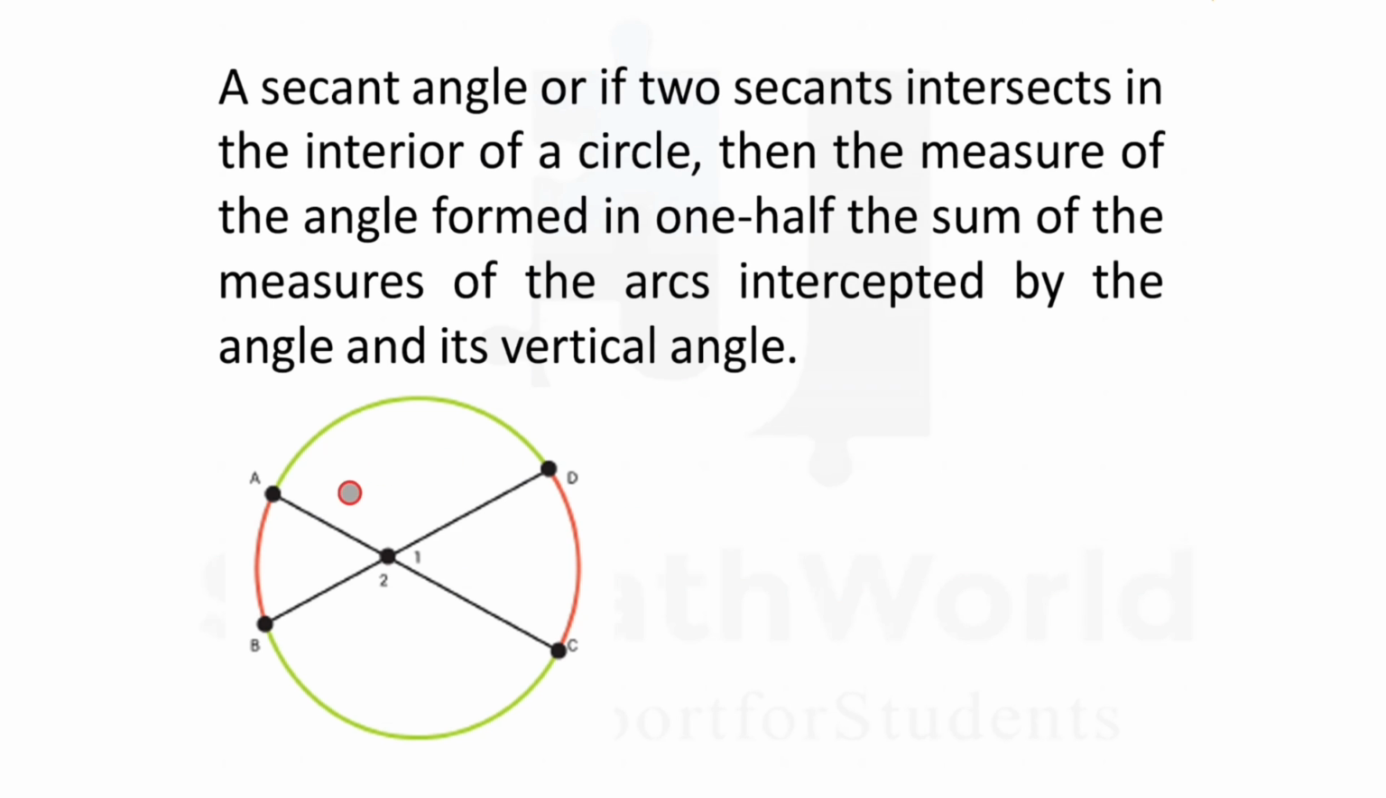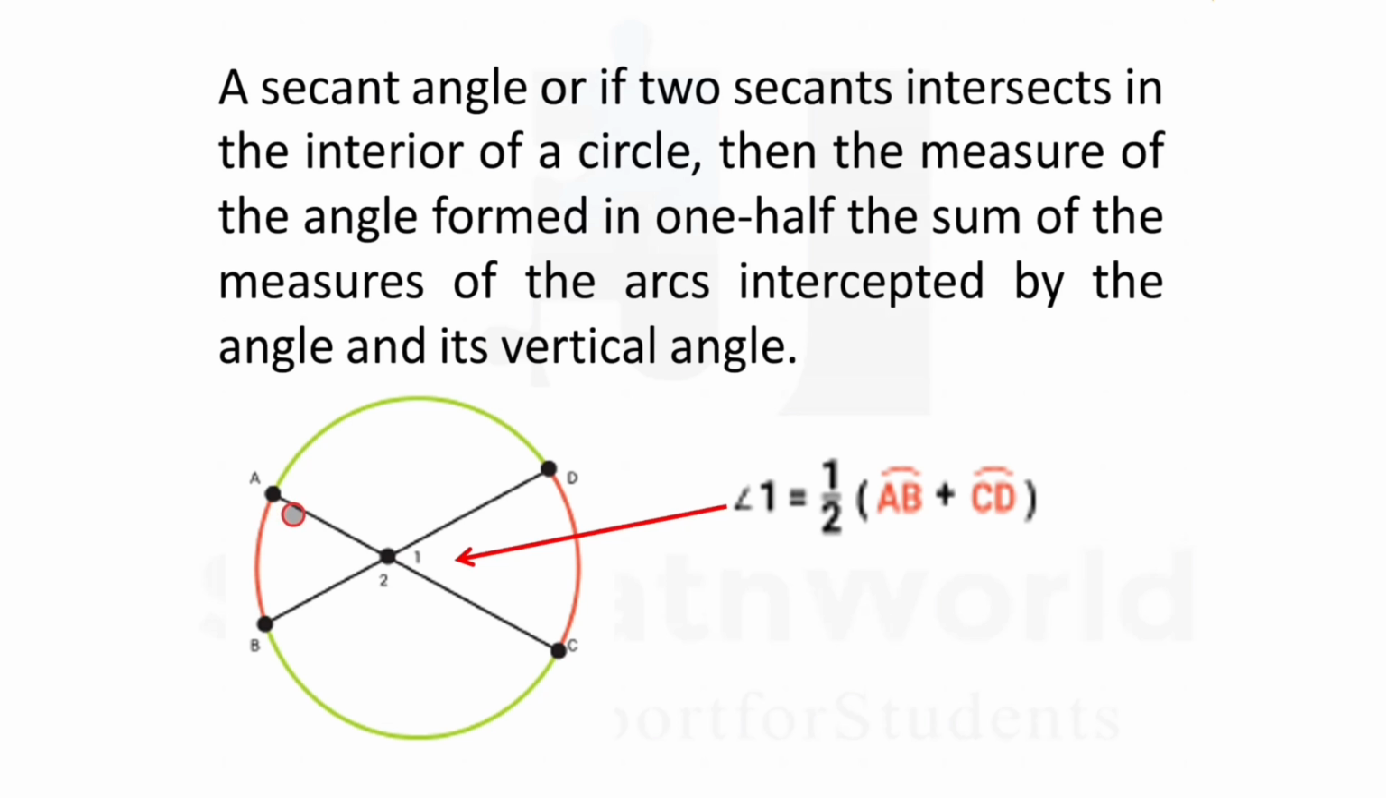So we have here the circle, tapos we have the point A, point D, point B, point C, and the intersection. So meron tayong secant AC, and secant BD intersect in this point. So meron tayo ditong given is the angle 1 and the angle 2. So to find for the angle 1, so meron tayo angle 1 is equal to 1/2 of the arc AB plus arc CD. So i-add natin kung ano man yun nandito.